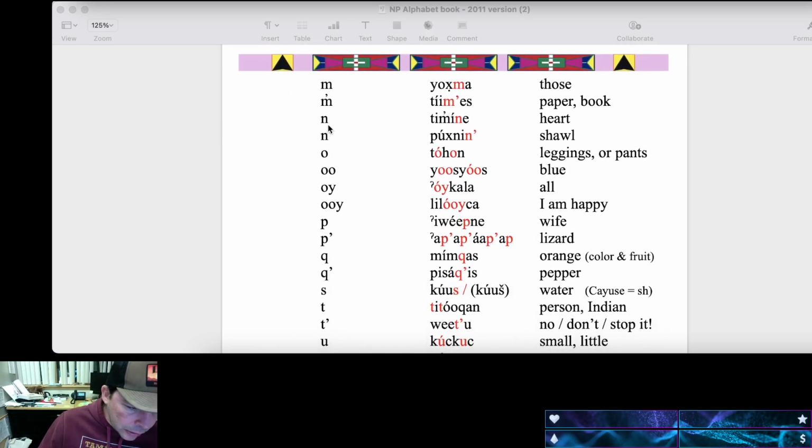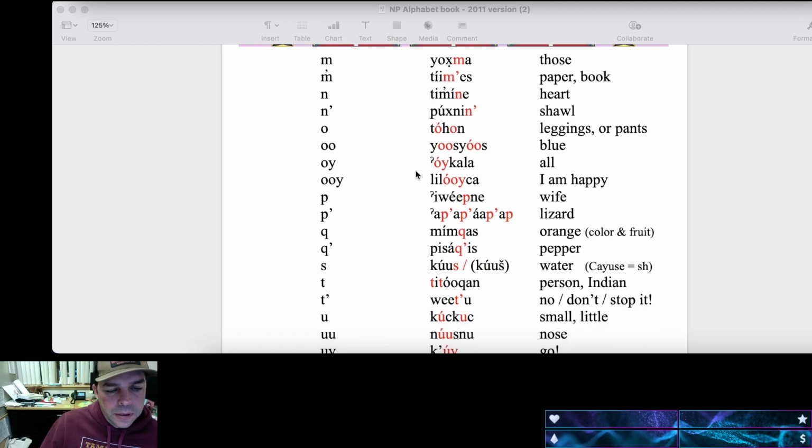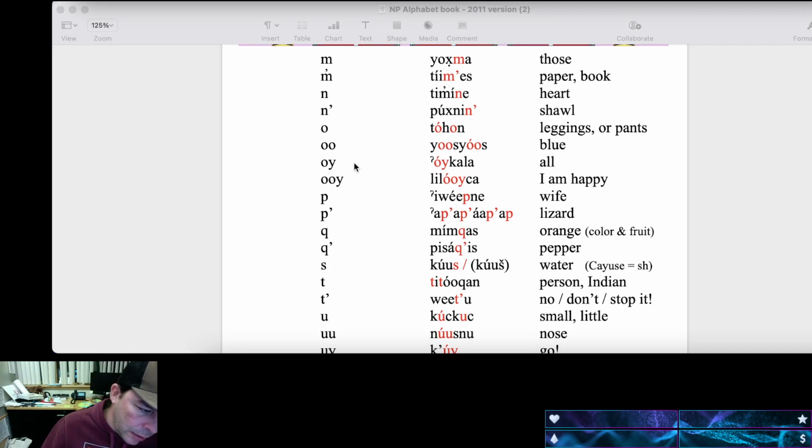M is just like English. When it becomes a resonant, it's pronounced tmas, tmina. If you practice it, you'll see what I mean. It's not like a ma, it's like a sort of humming sound. Okay, same with the N.